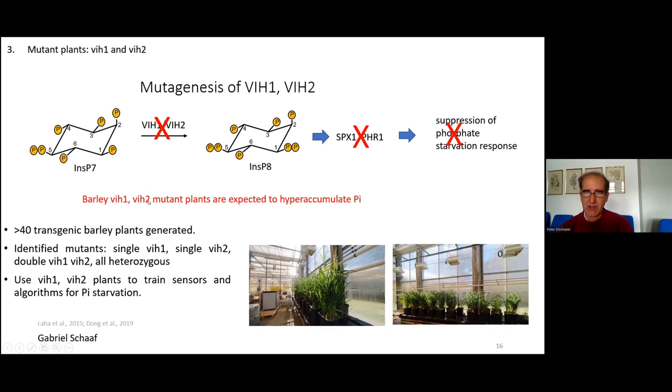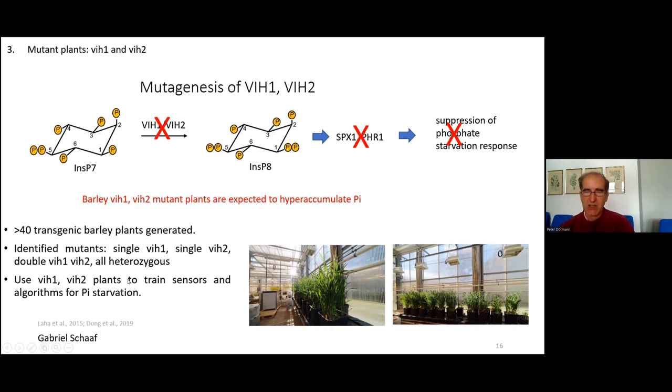We expect to eventually identify plants which might hyperaccumulate phosphate. And Magda, who did this experiment, already created about 40 transgenic plants, which are growing in the greenhouse. And she has identified single VH1, VH2, and also double plants, all of them heterozygous in the first generation. So we need to go through several generations to obtain homozygous plants and homozygous double mutant plants, provided that they are viable.